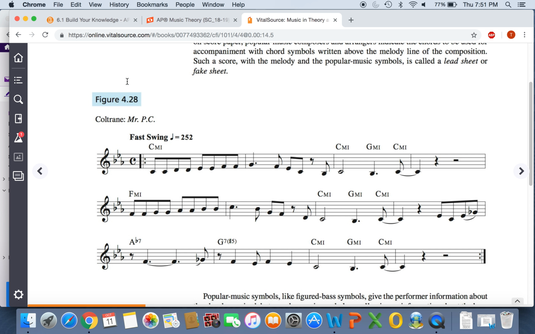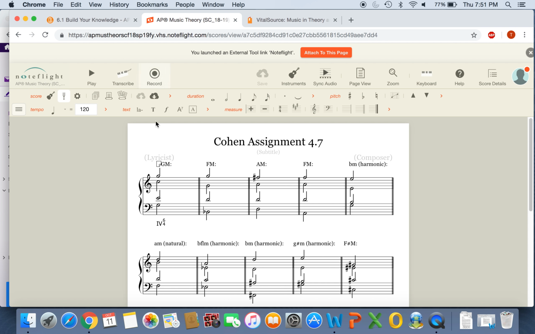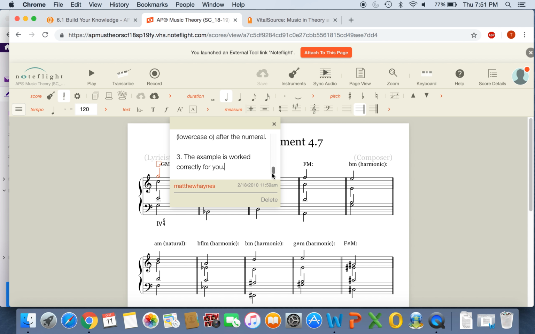So let's go take a look at some Noteflight. Notice the chord assignment, right? So this one isn't shared with you. This is just me, but it is the very assignment. So in 4.7, let me scroll up here. There are 10 of these in various positions and types. They're 4-part, soprano, alto, tenor, bass. You're going to write in the Roman numerals as it says to enter, based on the key. See, the keys are right there too.